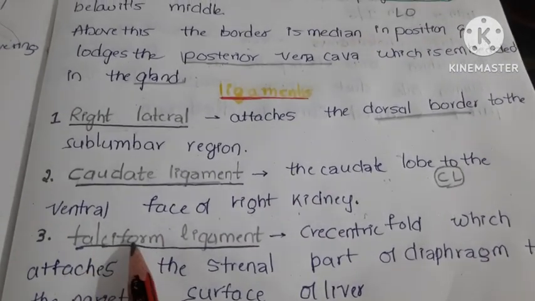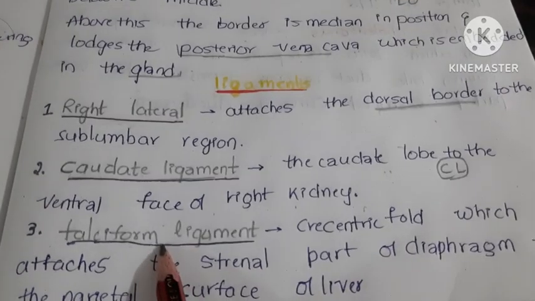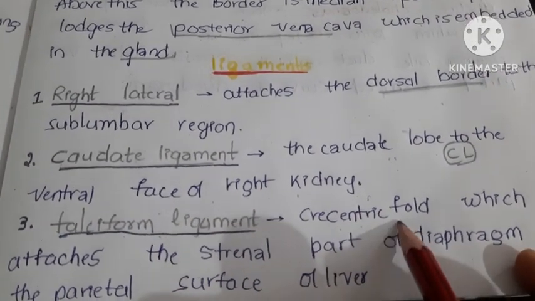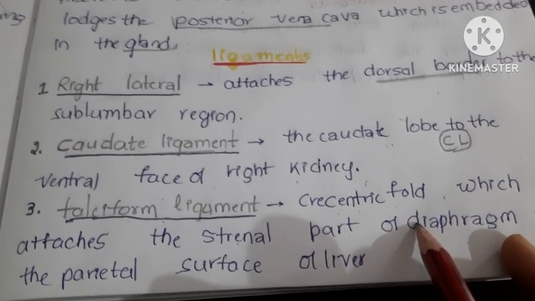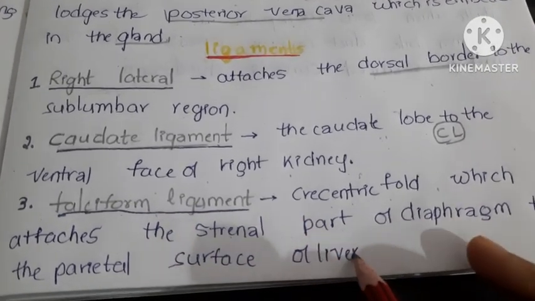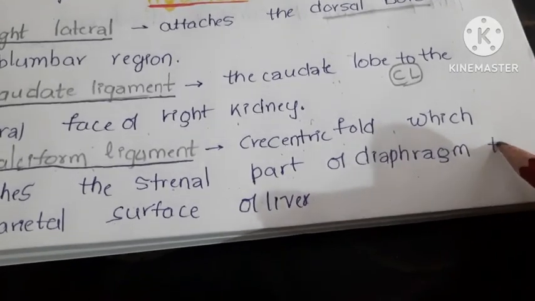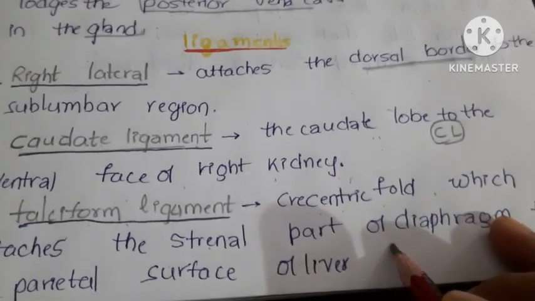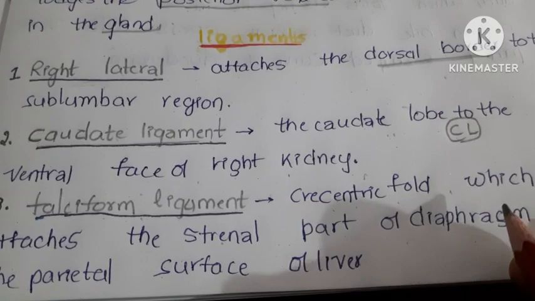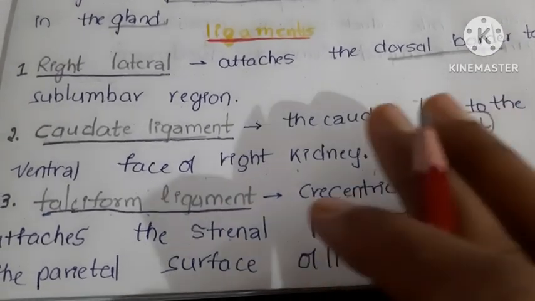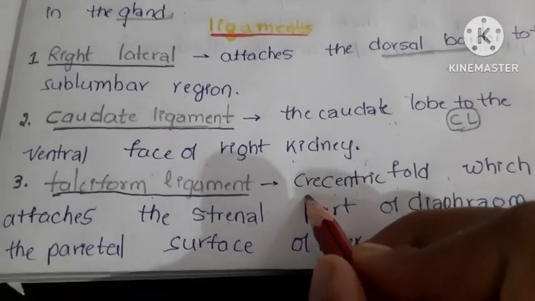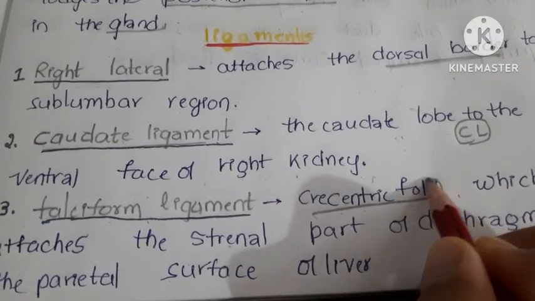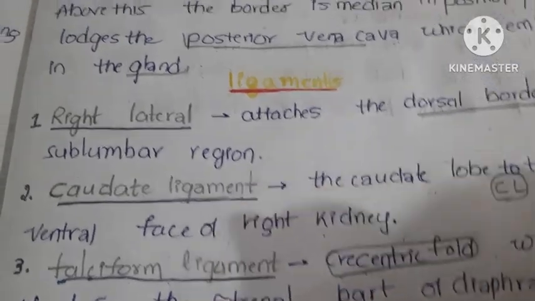And third, we discuss the falciform ligament. Falciform ligament is a concentric fold which attaches the sternal part of the diaphragm and the parietal surface of the liver. The ligament that attaches these two is the falciform ligament. It is nothing but a concentric fold; remember, concentric fold.